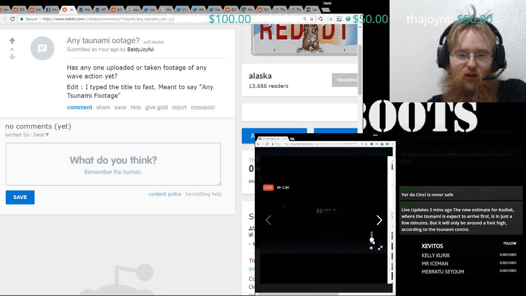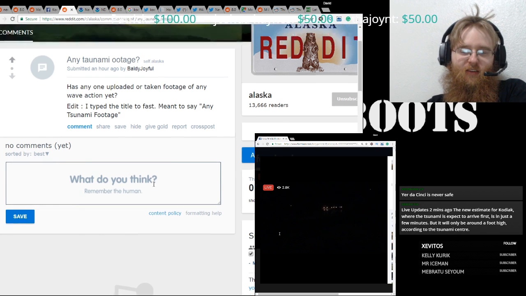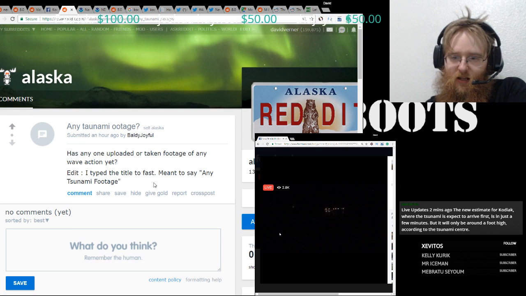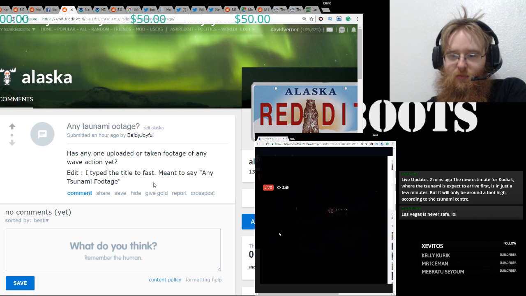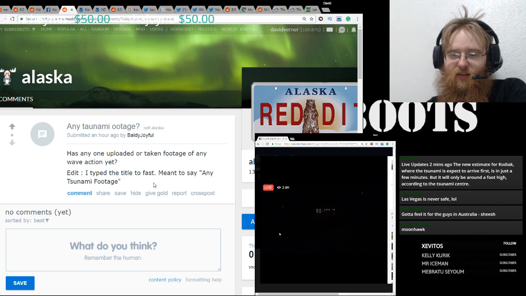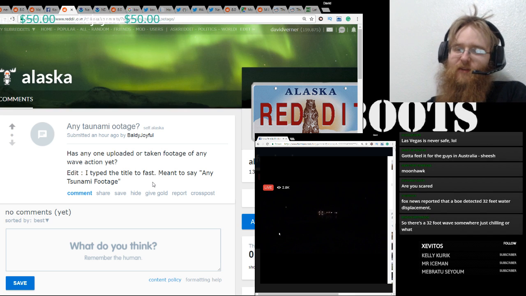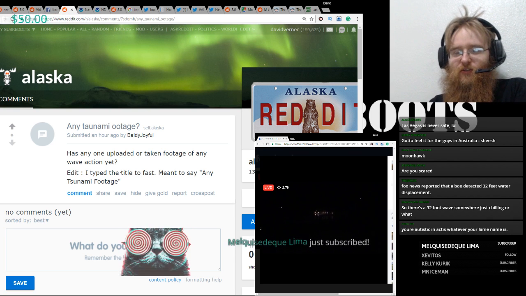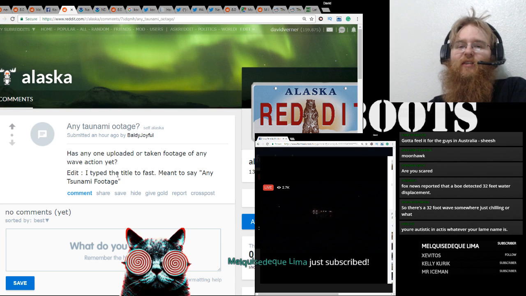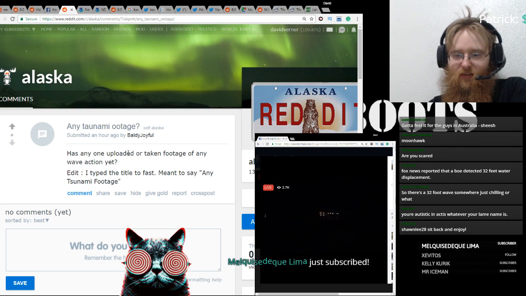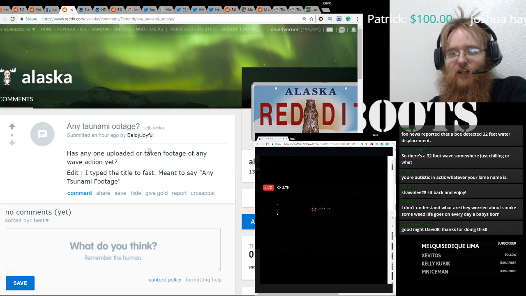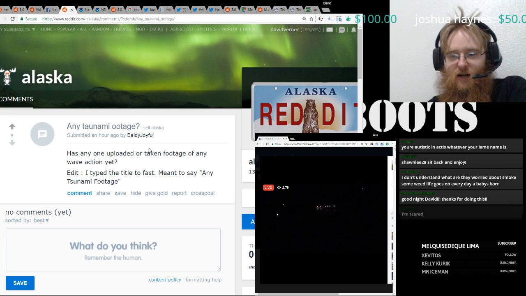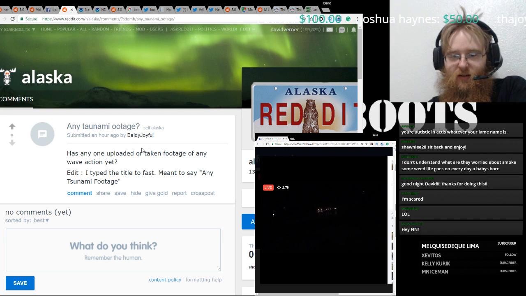The new estimate for Kodiak, where the tsunami is expected to arrive in just a few minutes, is around a foot high, according to the Tsunami Center. Yeah, a foot high is actually not going to be too bad. The tides are usually worse than a foot. We experience worse high tides and tide changes up here than a lot of people expect. We get bore tides and stuff.